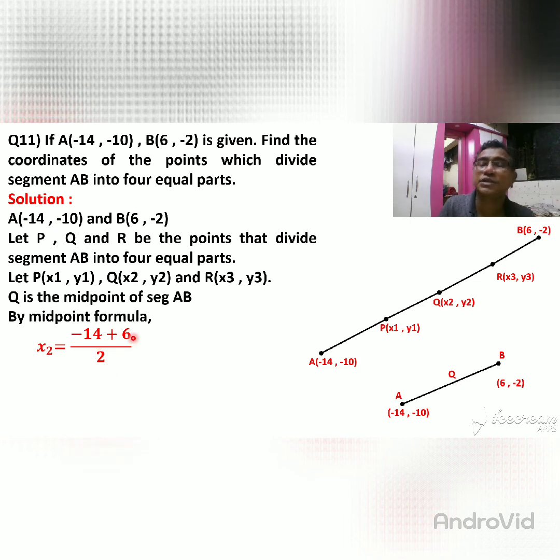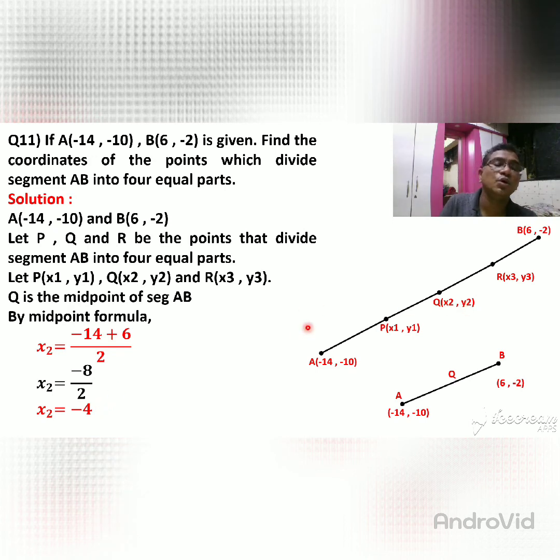14 is negative, 6 is positive, signs are not the same, so subtract. 14 minus 6, what remains? 8. You give the bigger number's sign here, so it is minus 8 upon 2. So here x2 is equal to minus 8 upon 2. This 2 is the denominator, that 2 divides the numerator. 2 4s are 8, so x2 is equal to minus 4.